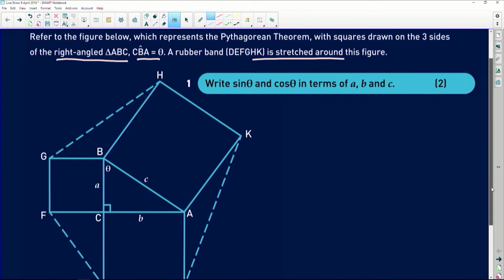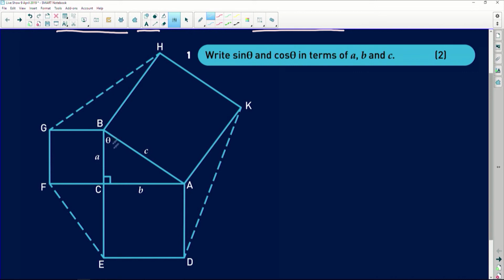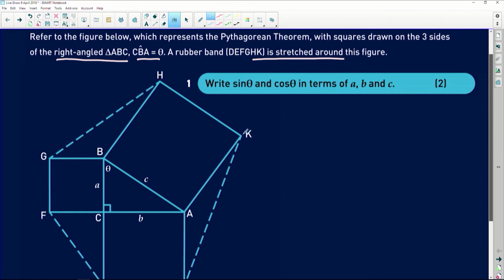If I show you this figure over here, we've got the Pythagorean theorem, and we've then taken a rubber band and stretched it all around this figure. The first question that they ask is to write down sin theta and cos theta in terms of A, B, and C.